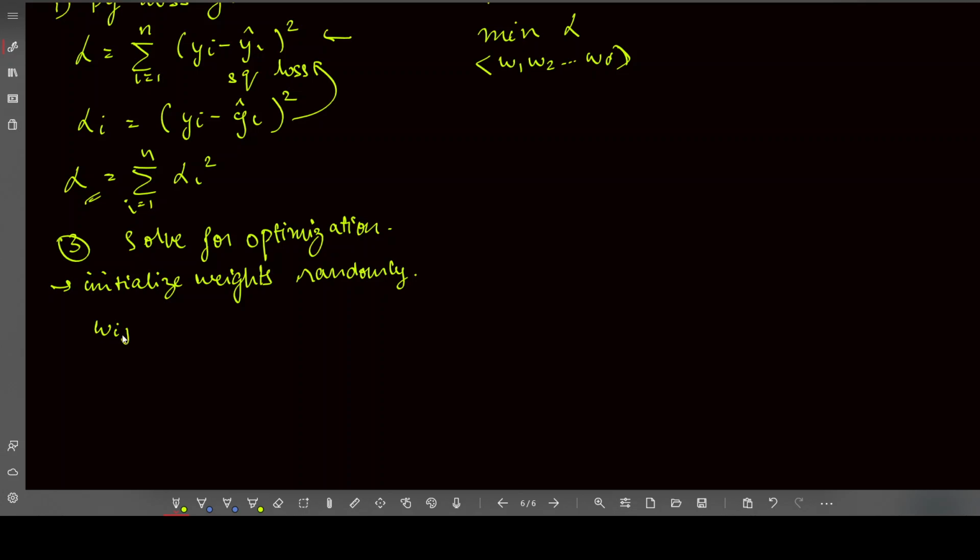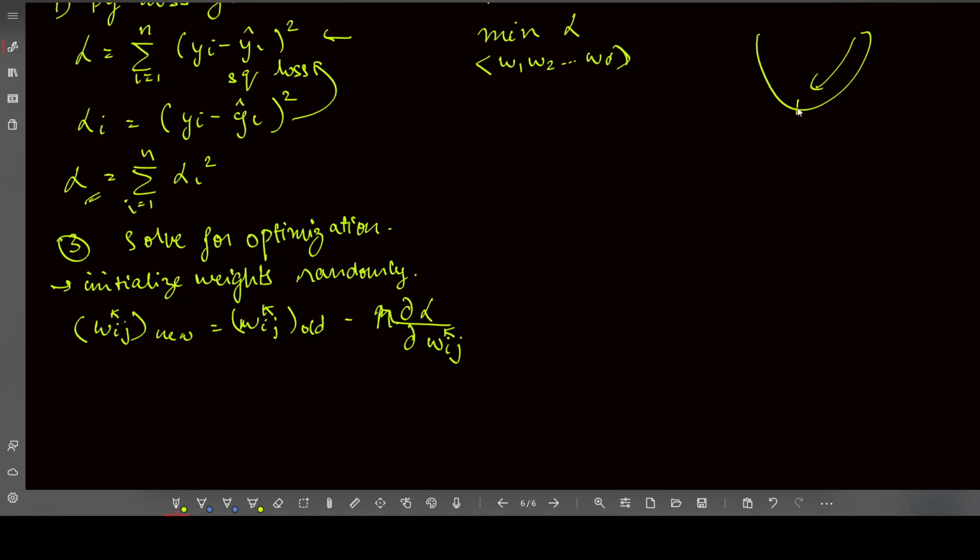So I have my wij superscript k new is equal to wij superscript k old minus eta dou L by dou wij superscript k. Okay, we saw this in the previous video. If you don't know, just watch it. Now I have to optimize, I have to perform the convergence, right? I have the convergence over here. This is my convex function. I need to get to the minimum point.